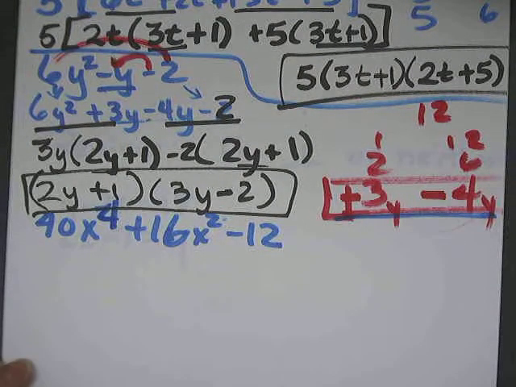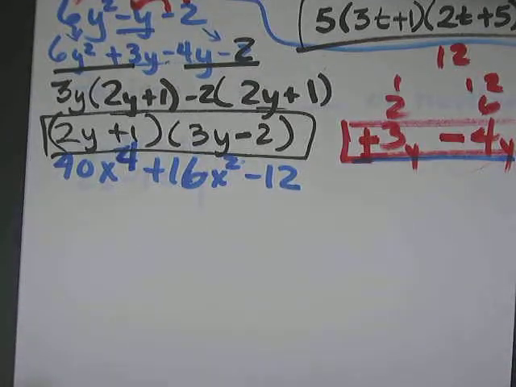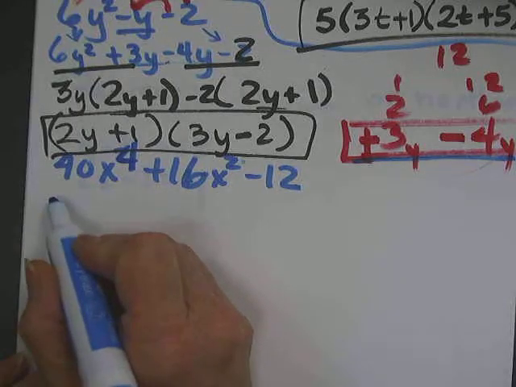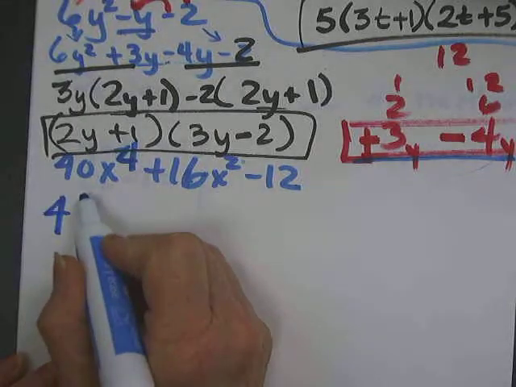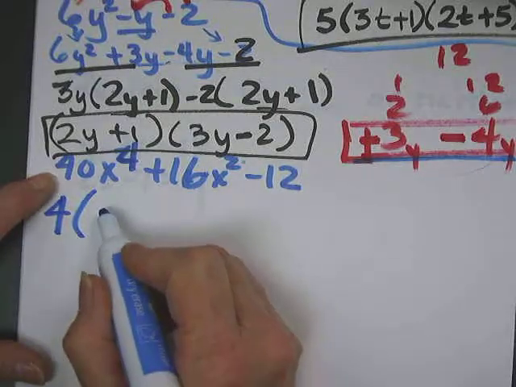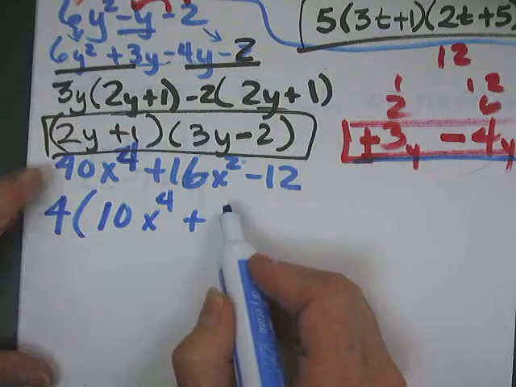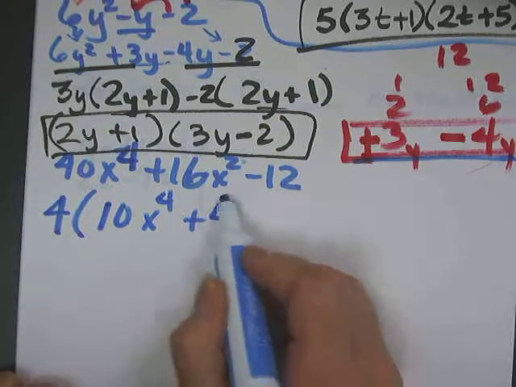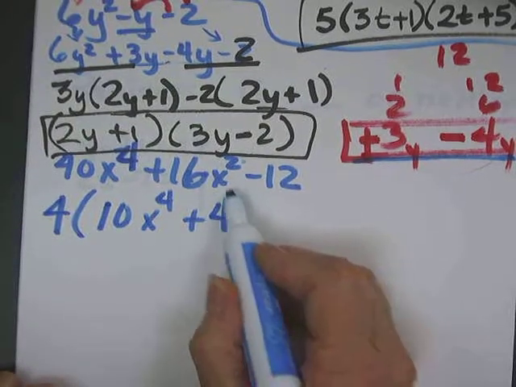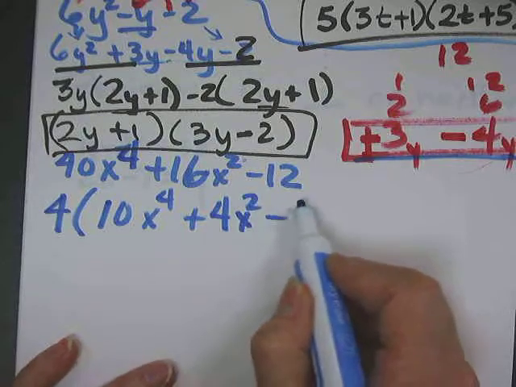So that's it. The next one. Okay, I have a mistake there. This is going to be a 4, or that has to be 1. They can't be the same. Sorry about that. Okay. 10x to the 4th plus 4x squared minus 3.